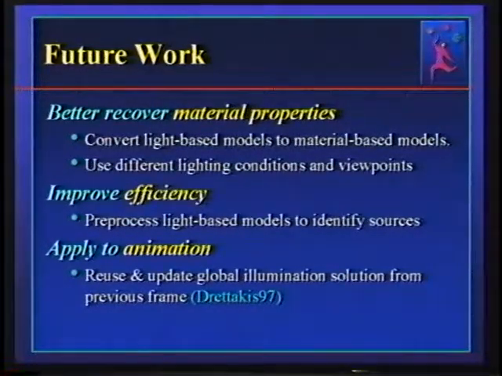And this can probably be done by observing it in different lighting conditions and from different viewpoints. We'd like to improve the efficiency of our renderings. These are global illumination calculations, so they're not particularly efficient by default. One way to do that would be to pre-process the light-based model to figure out where the concentrated sources of light are, so that you can simulate those in a forward rather than a backward manner.